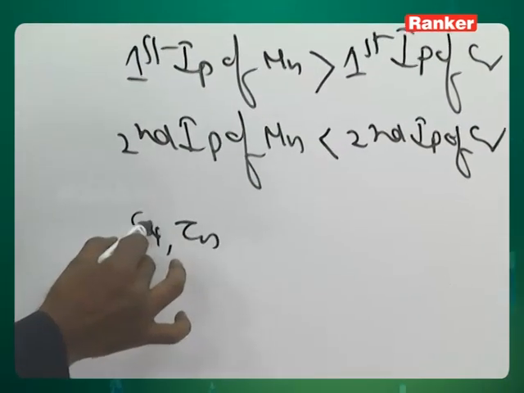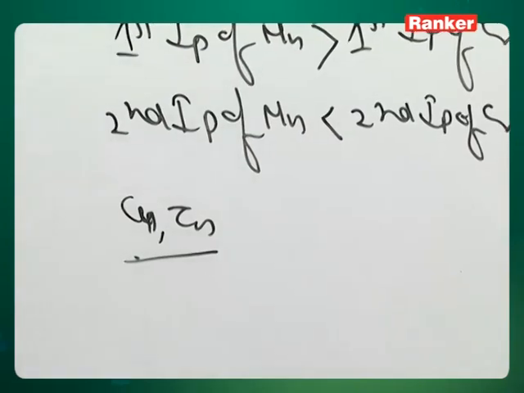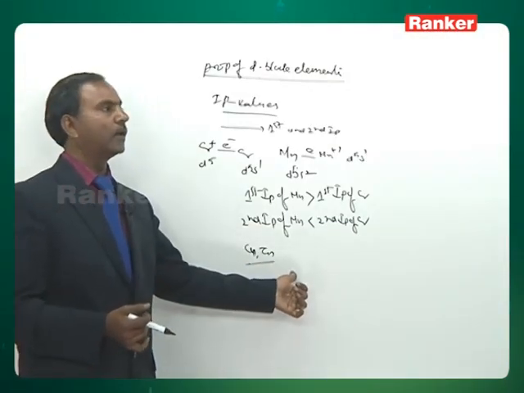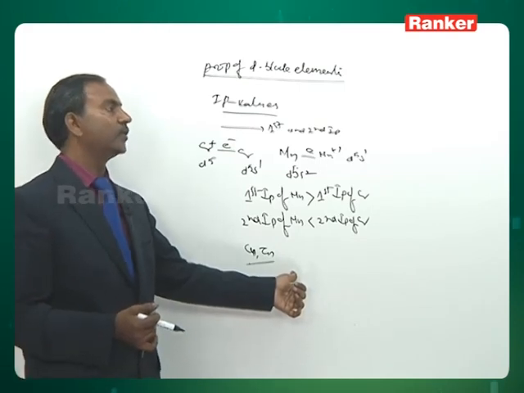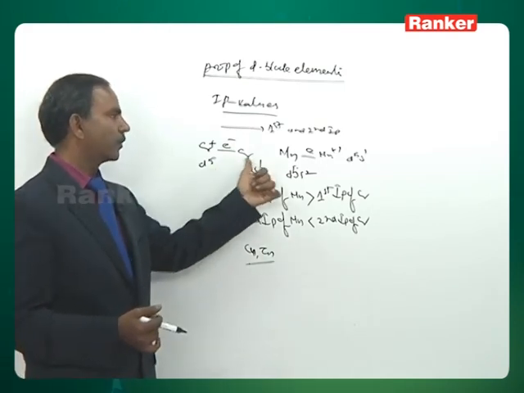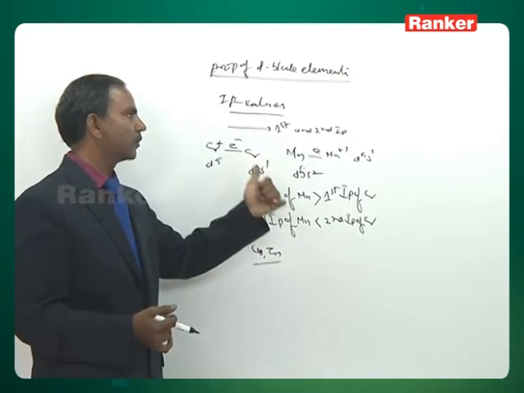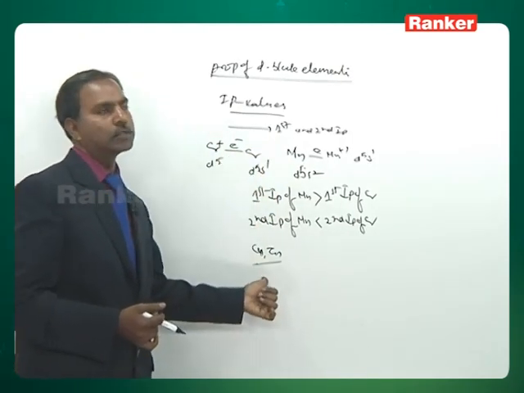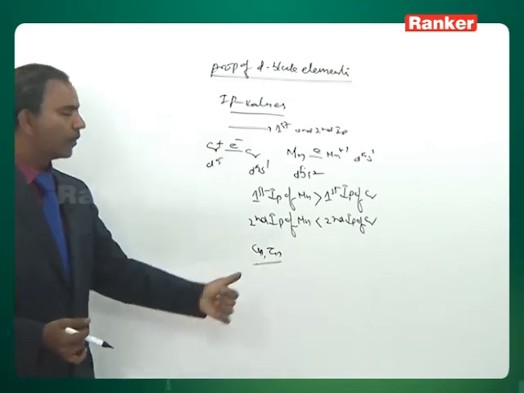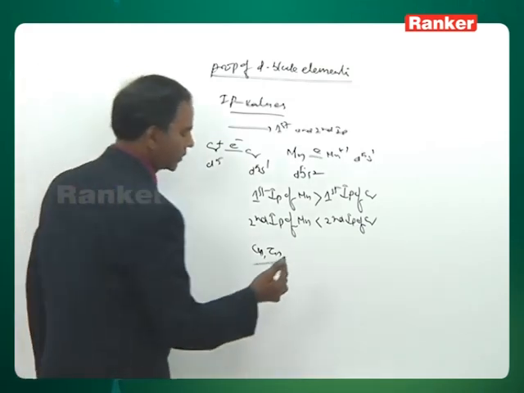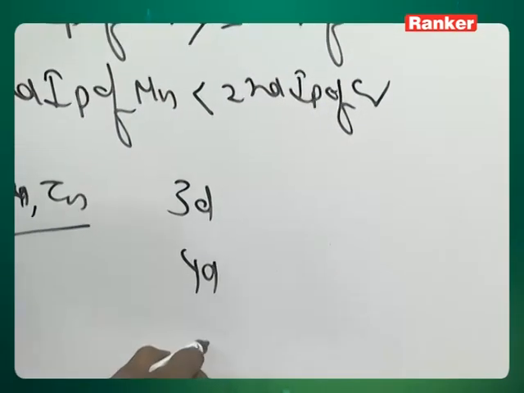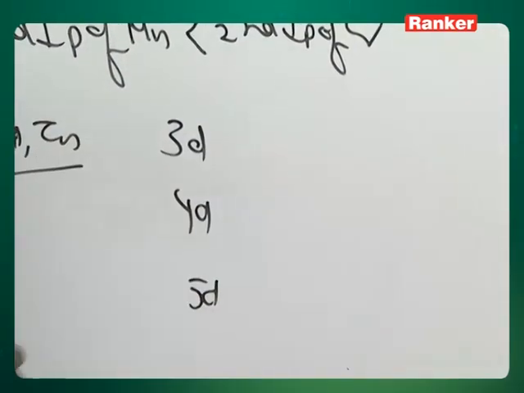The same discussion holds good for the copper and zinc pair also. The first IP of zinc is more, but second IP of zinc is less. So whatever discussion we have for chromium and manganese, the same discussion holds good for the pair copper and zinc.